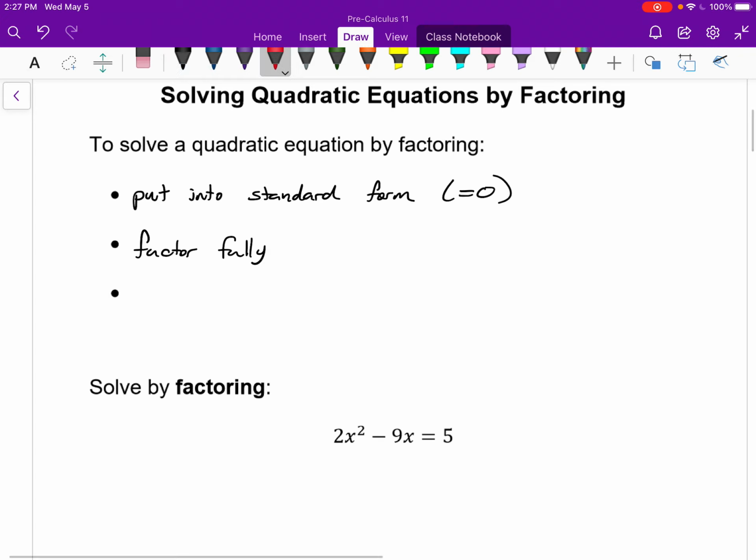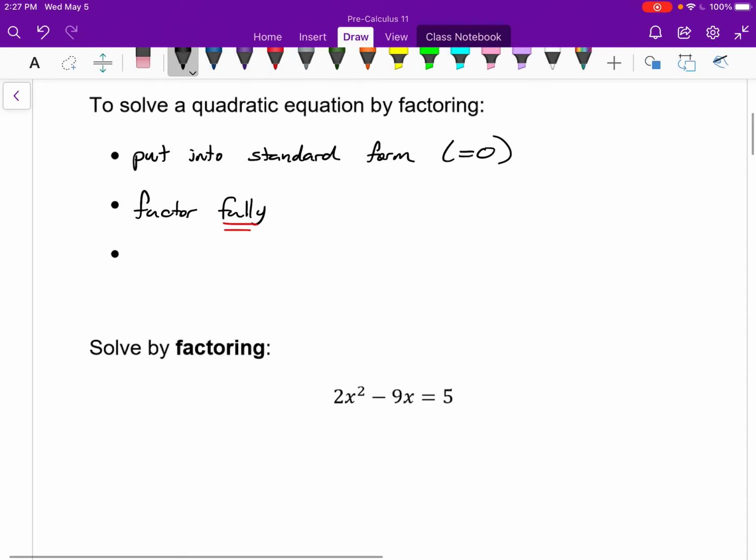And if we don't factor it fully, if we only partially factor it, sometimes we miss some of our solutions. But once we have it factored fully, we just inspect the factors. And quite often you can just see it by changing the sign in your head.